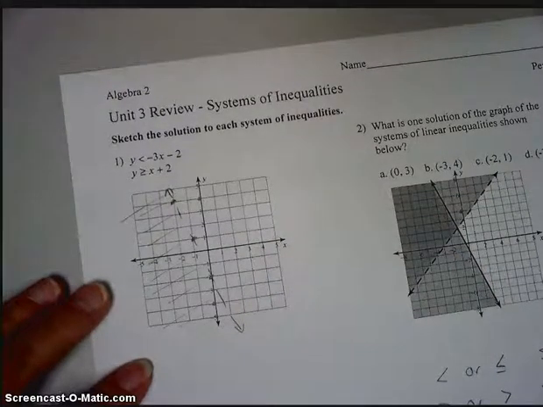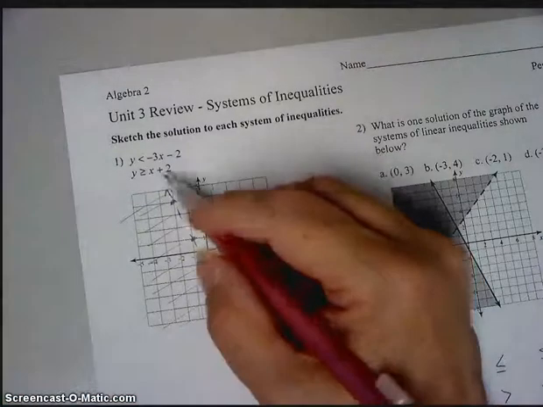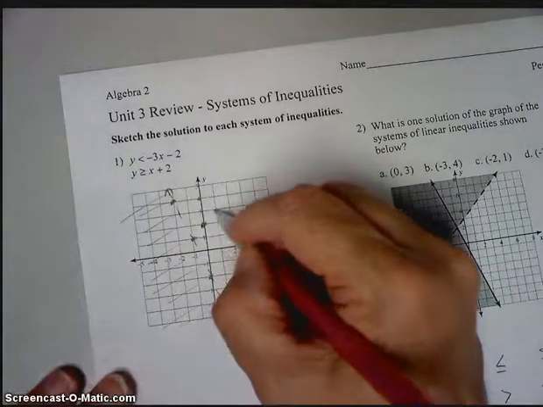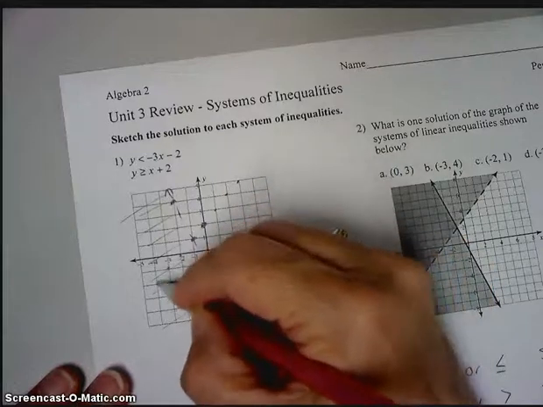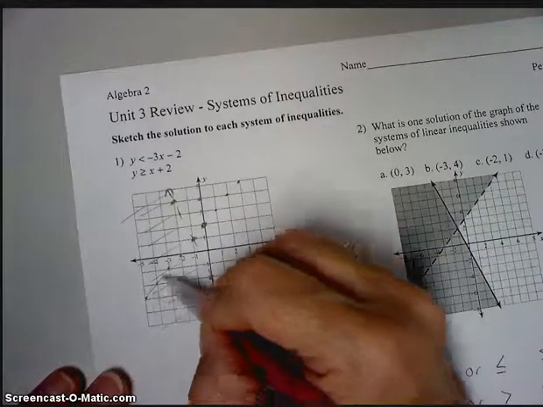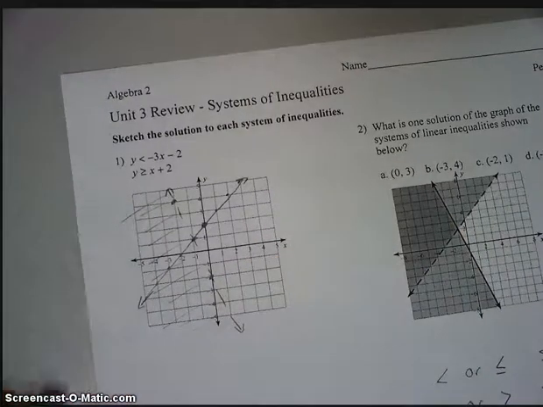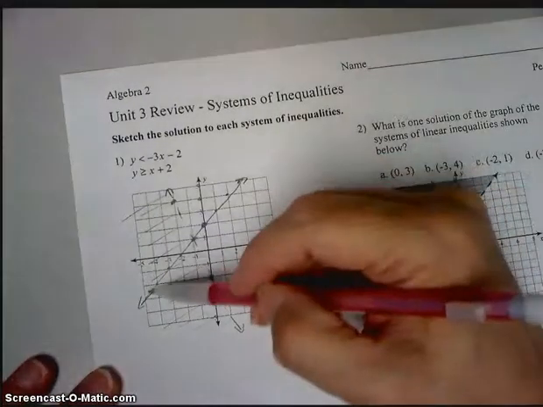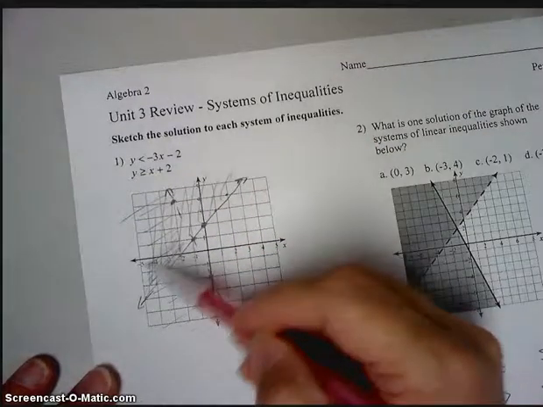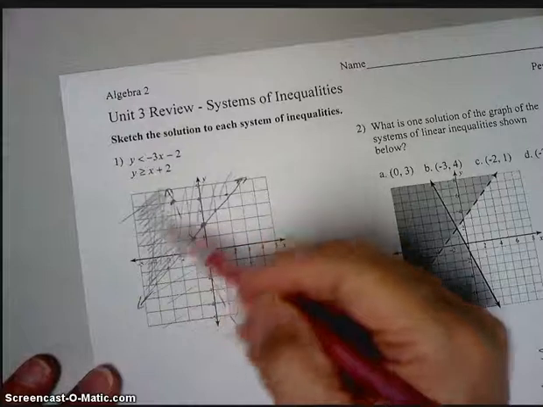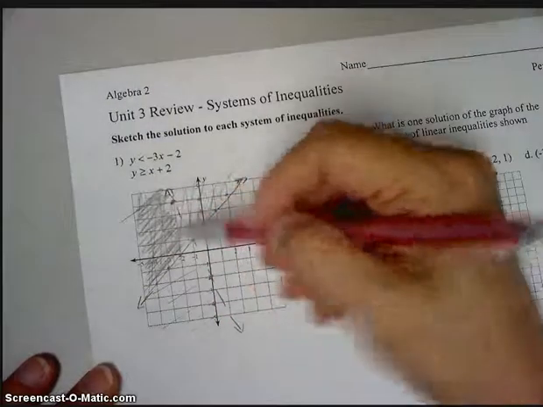My other line is y is greater than or equal to x plus 2, so my y-intercept is here, and my slope is 1, so I'm going to go up 1 over 1, up 1 over 1, and the same way this way. I have a solid line, so I'm going to draw a solid line through these points. My inequality says I'm greater than, so I'm going to shade above. My intersection is where the two areas overlap, so this would be my shaded area. Okay, so that's how you do those.